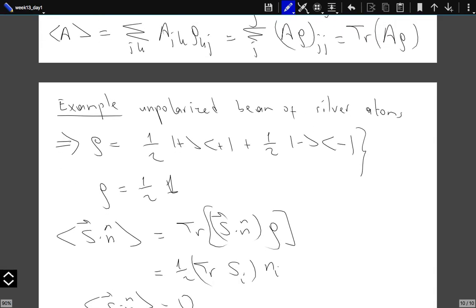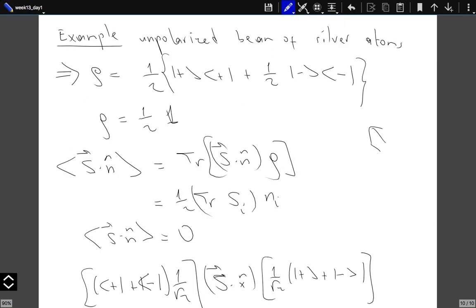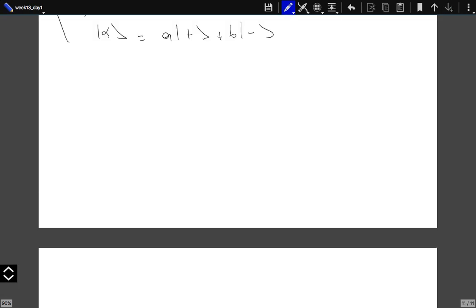Let's see. I didn't yet show that it has this form. But what I have shown here is that for a system described by this density matrix, the expectation value of spin is 0, whatever the direction of spin is. So let's try to write this in a different basis. Here I use the Sz plus/minus basis, but I can just do the same thing with the Sx plus/minus basis.